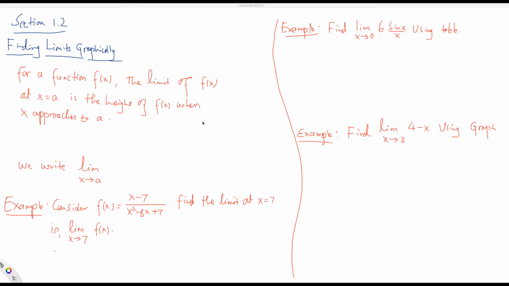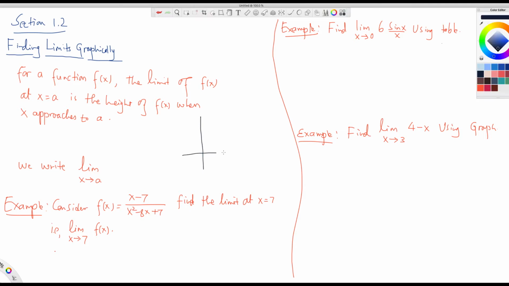For example, suppose that this is the graph of a function f(x). Now suppose there is a point A and you want to find the limit at point A. How do I find the limit at point A? The idea is you approach A. You can get close to A from this direction and from this direction, from both directions. So when you get close to A, what is the height of the function?